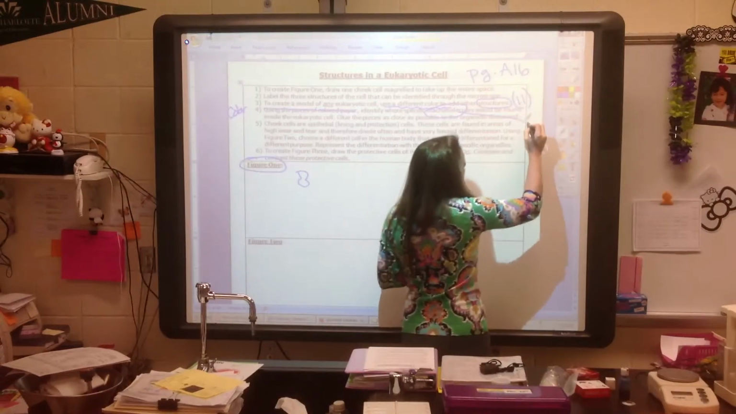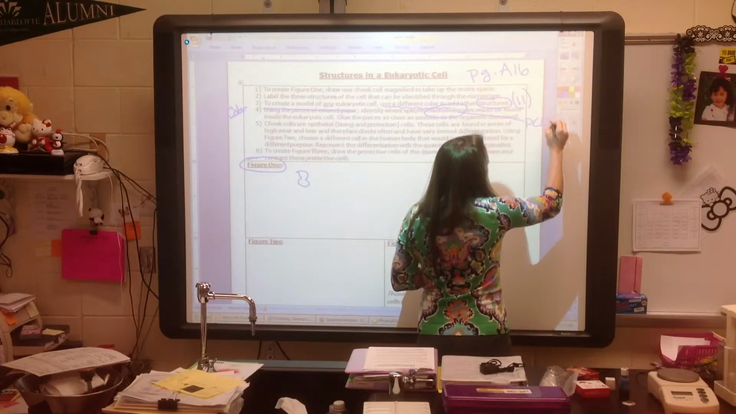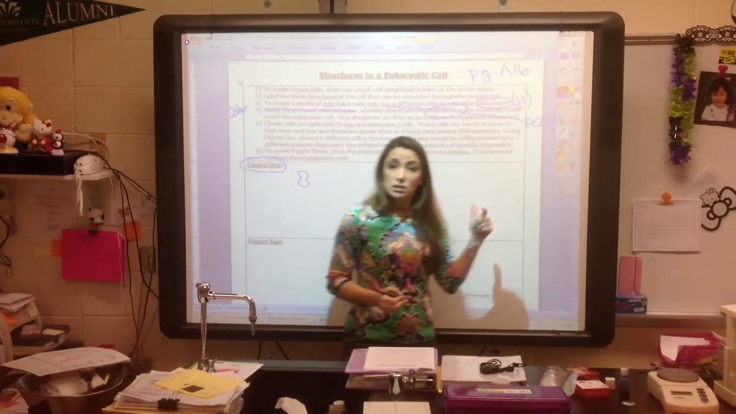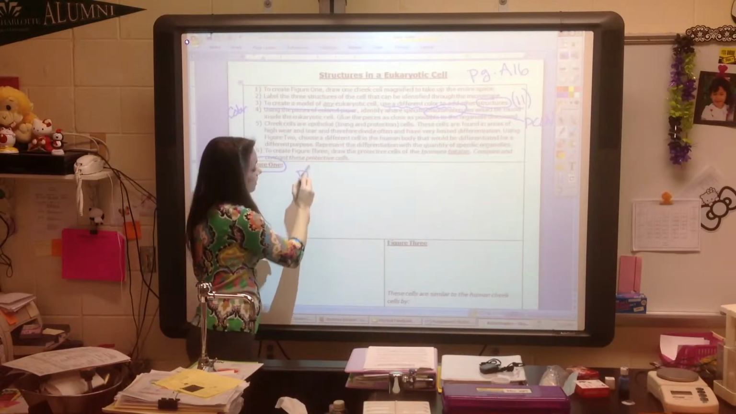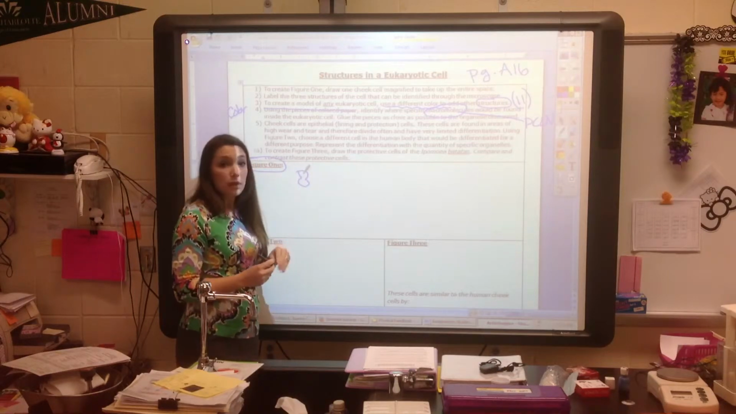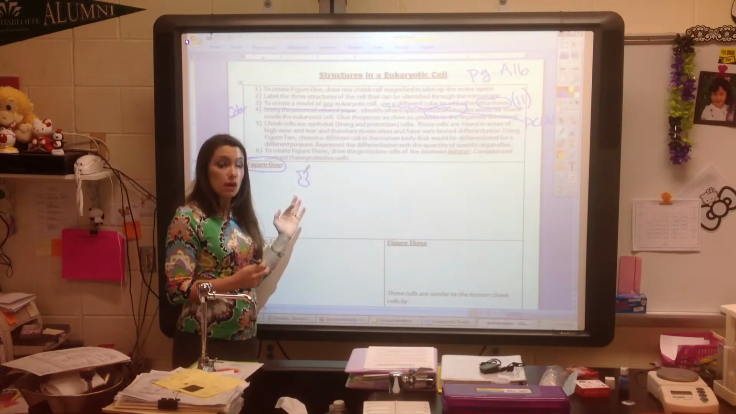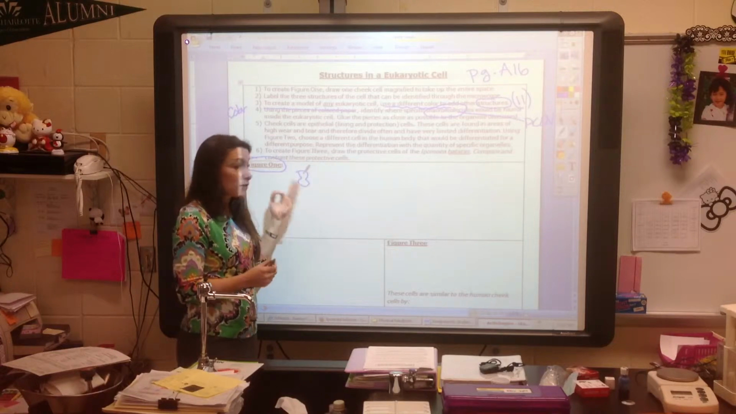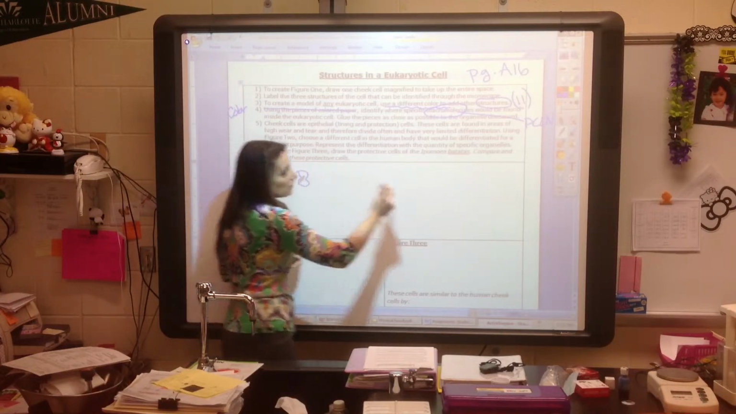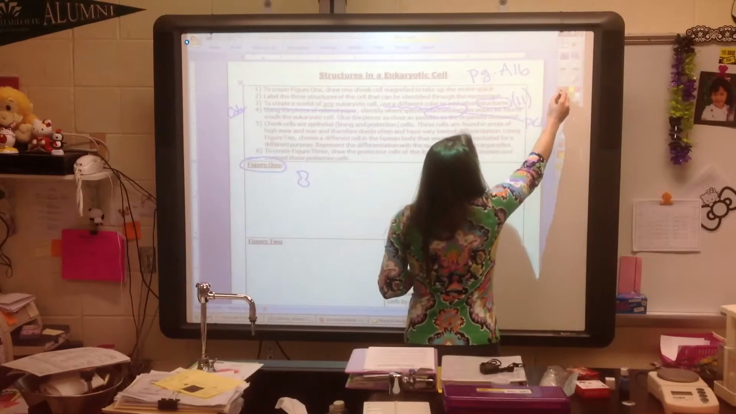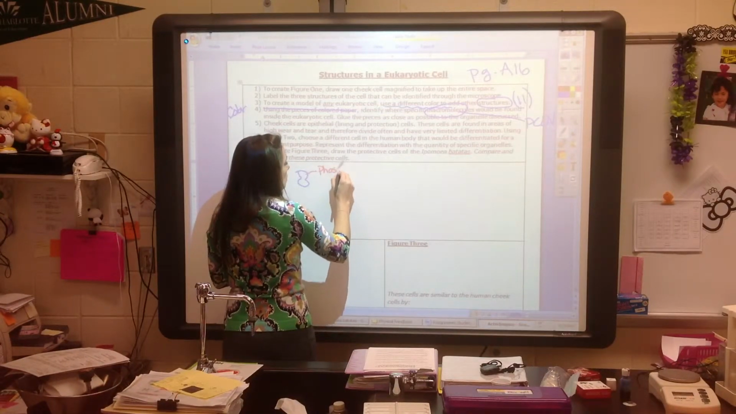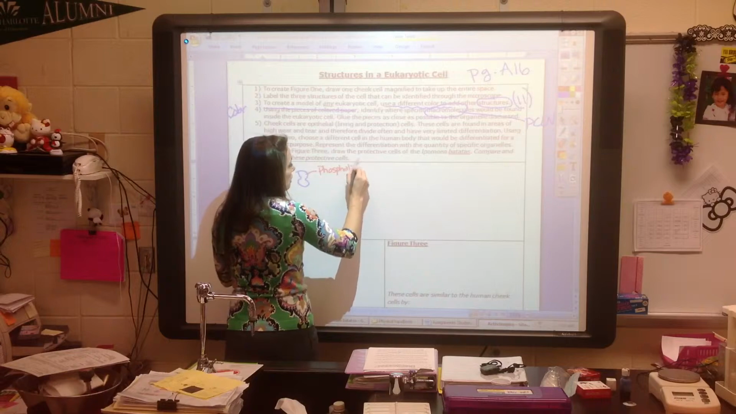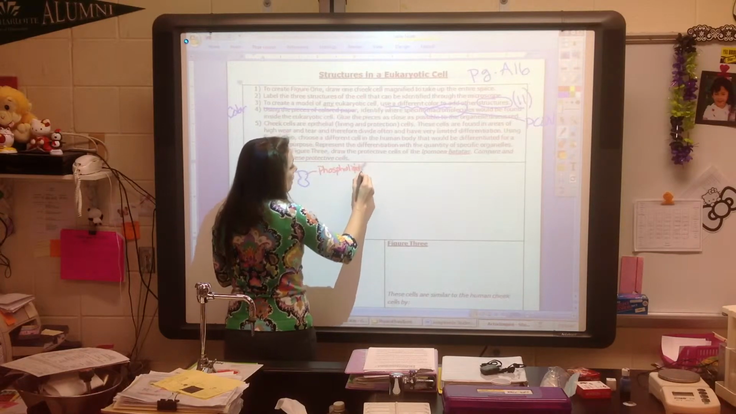Remember, your macromolecules are your P, C, L, and N. Proteins, carbs, lipids, and nucleic acids. So if I've already drawn the cell membrane, I know where some lipids are because I know that the cell membrane is made of phospholipids. So using a different color, I would say phospholipids.